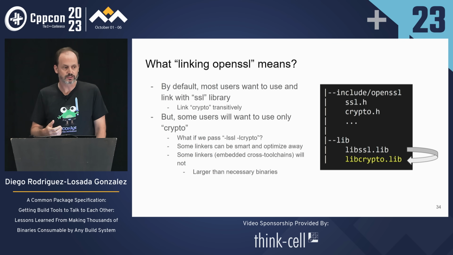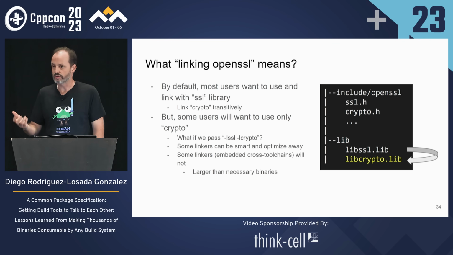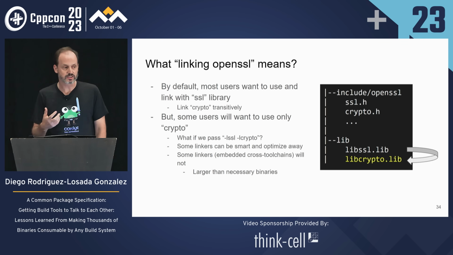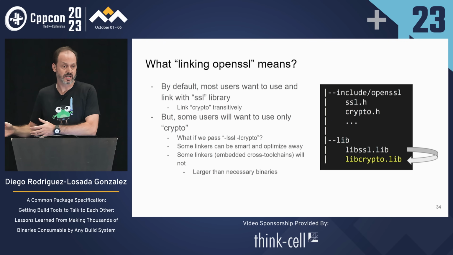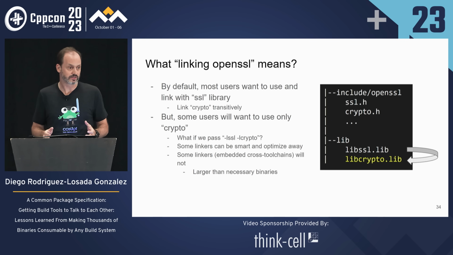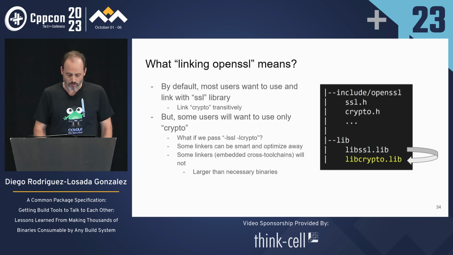Especially special linkers for embedded proprietary, embedded cross-tool chains, and everything. They will not be smart enough, and they will just embed everything into the binary, creating larger binaries than necessary, specifically in those embedded scenarios where we want small binaries. Okay? So then we need something.